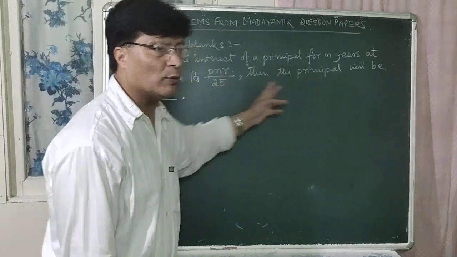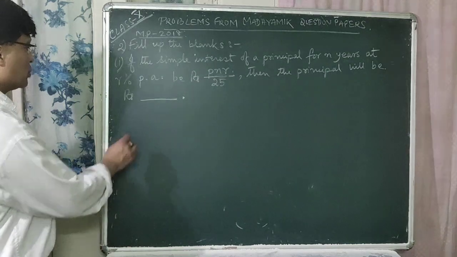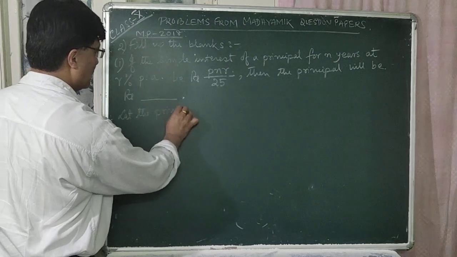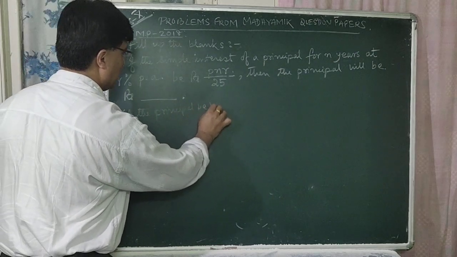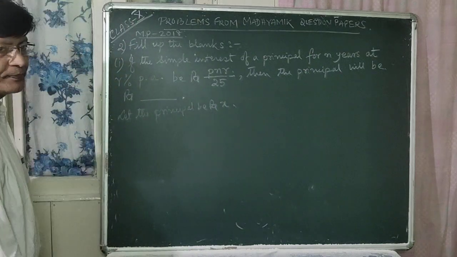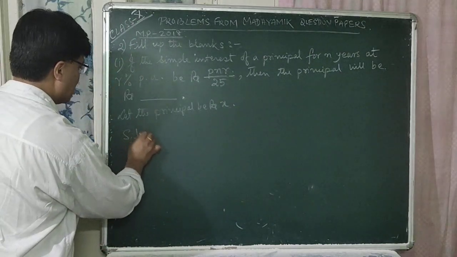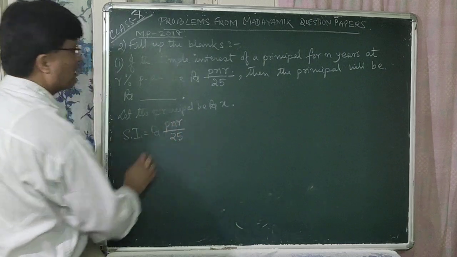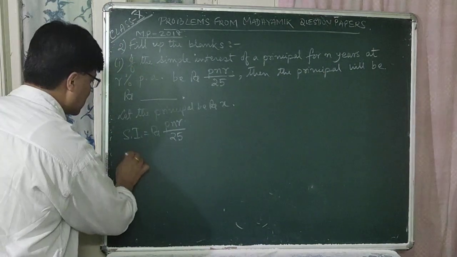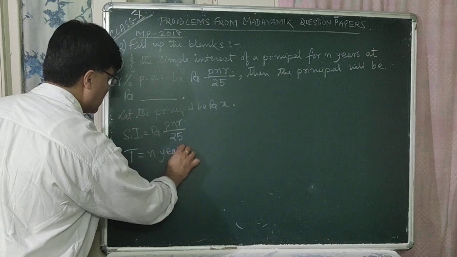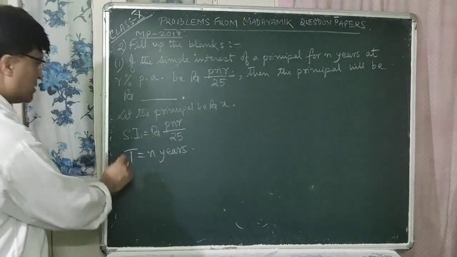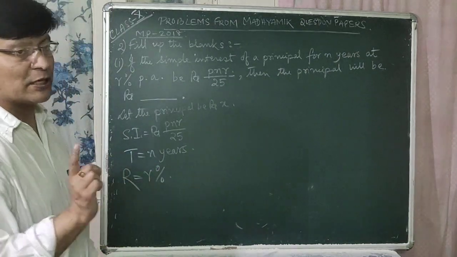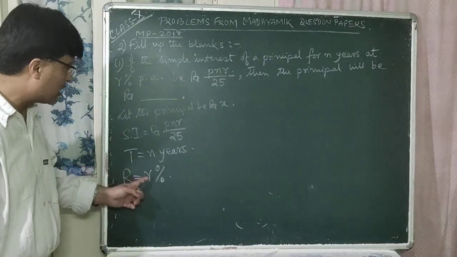Then what will the principal be? You have to fill in the blanks. So let the principal be rupees X, suppose. Now, the simple interest is given as rupees PNR divided by 25. What is the time in this case? T is equal to n years. And the rate of simple interest per annum is small r%.